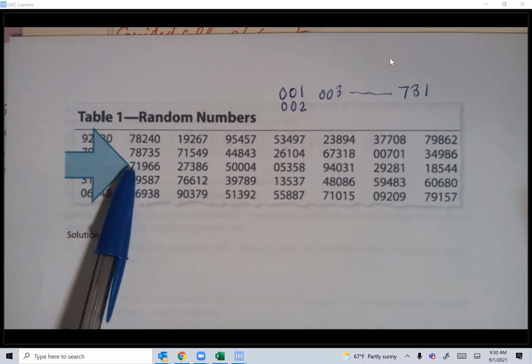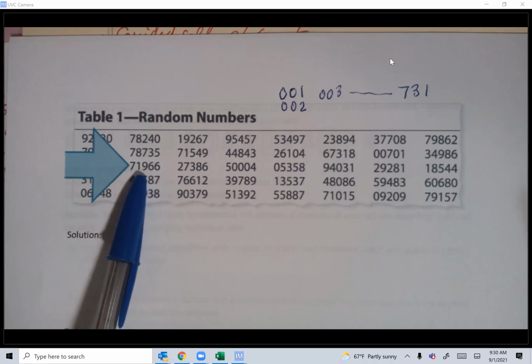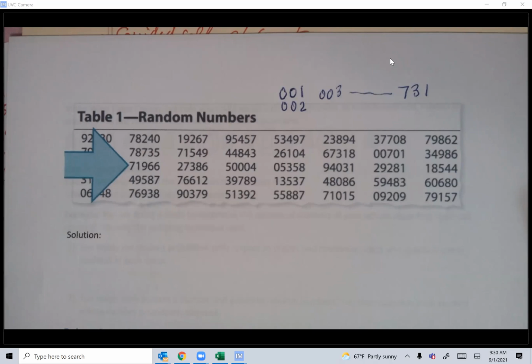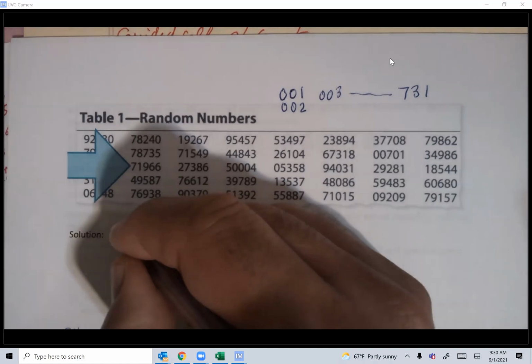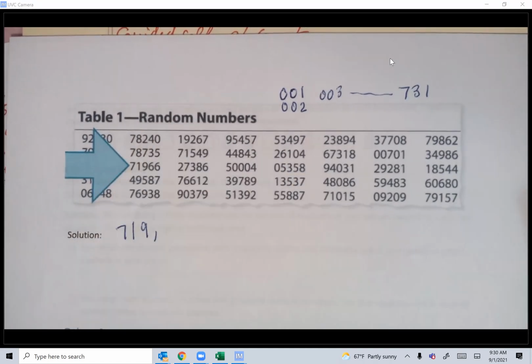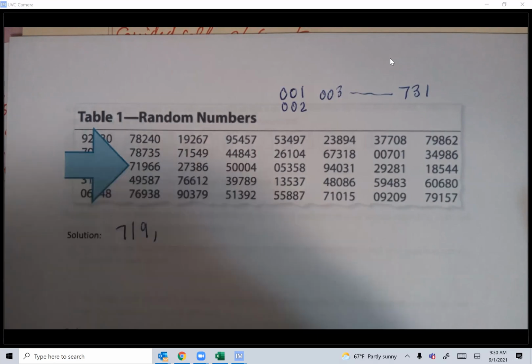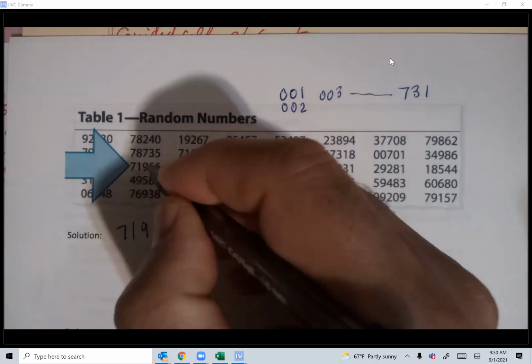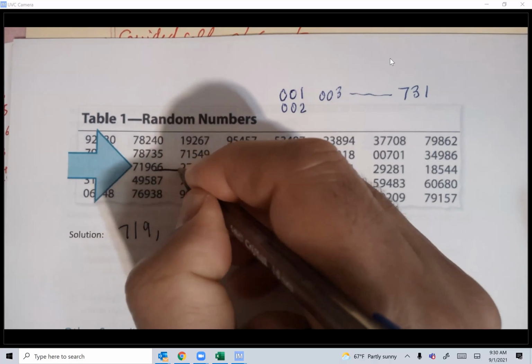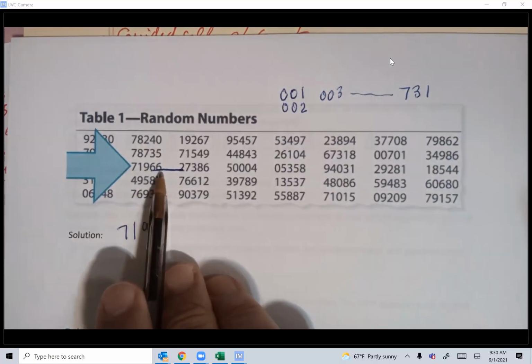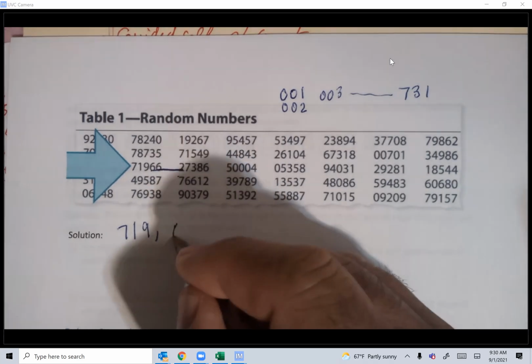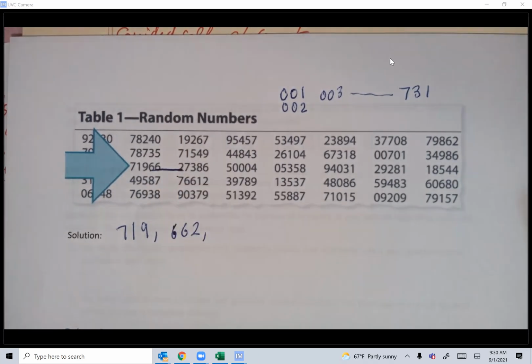The arrow is telling you to start reading from here. So you just read the first 3 digits, which is 719. Is 719 a number between 1 and 731? What do you guys think? Yes or no? Yes, so that will be selected. So we tell the student whose number is 719, you are going to be in the sample. Then we go to the next 3 digits: 662. That's in the sample because it's less than 732.